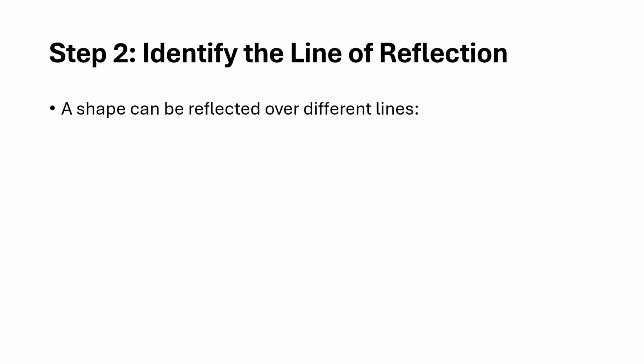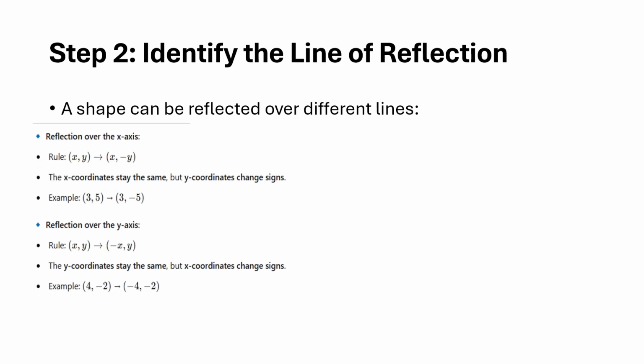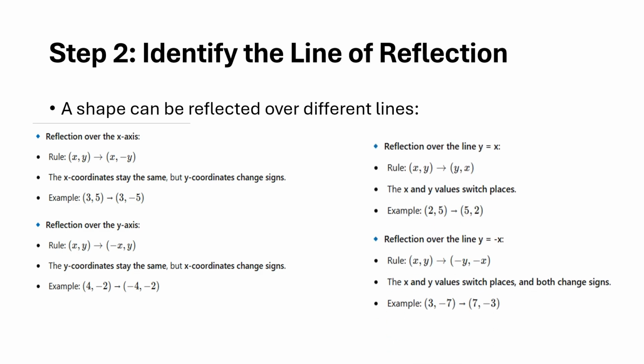Step 2. Identify the mirror line first. Identify the lines of reflection. Your lines of reflection can be either your x-axis, your y-axis, or the line y equals x, or the line y equals negative x, or it can be x equals 2 or y equals 2. So ensure you always identify the line of reflection first.